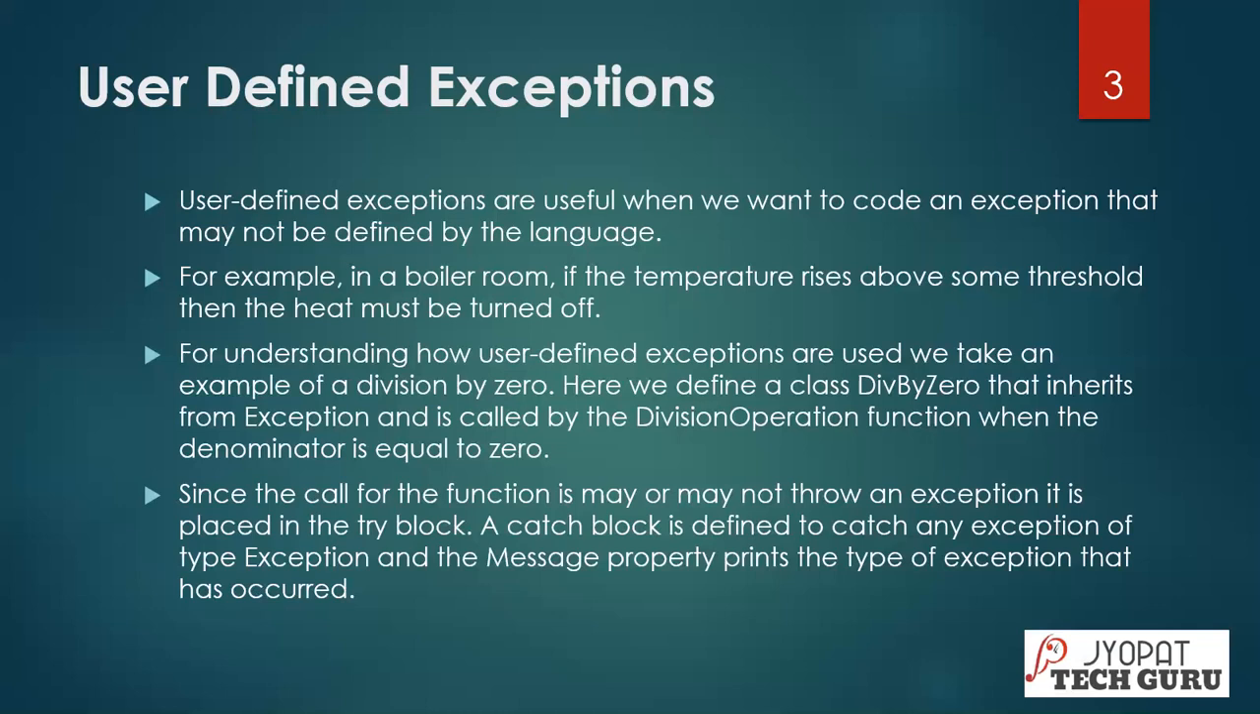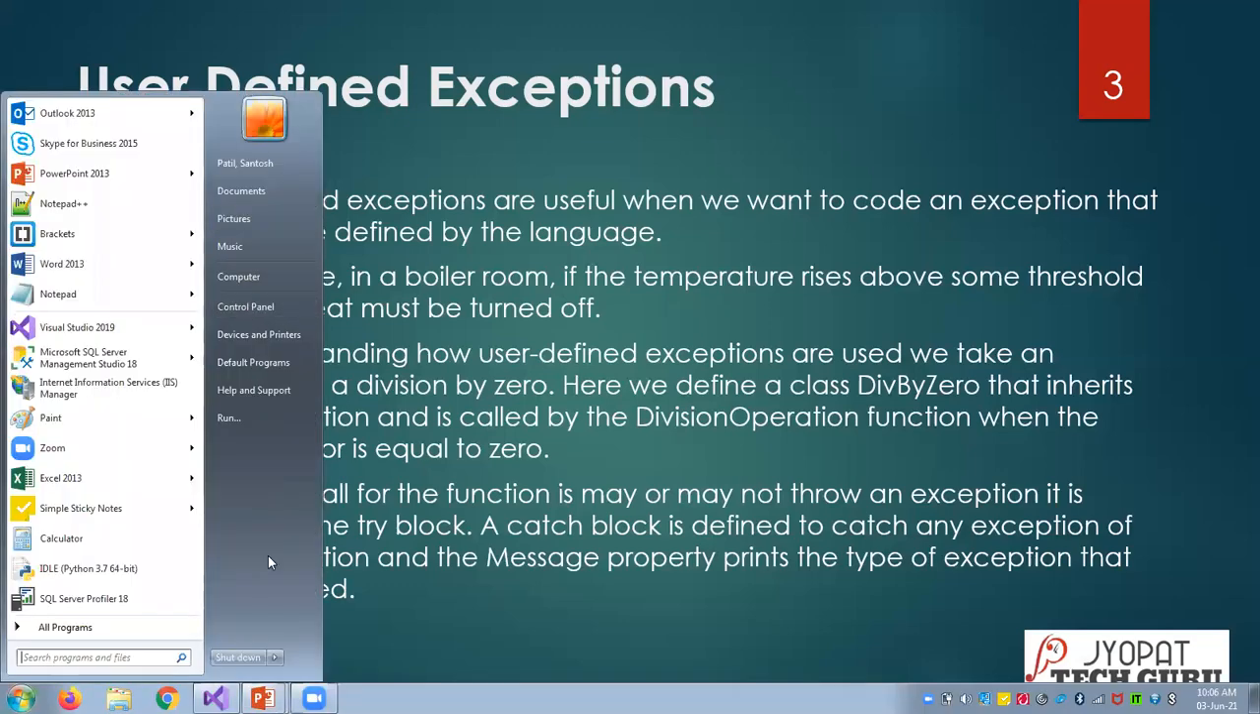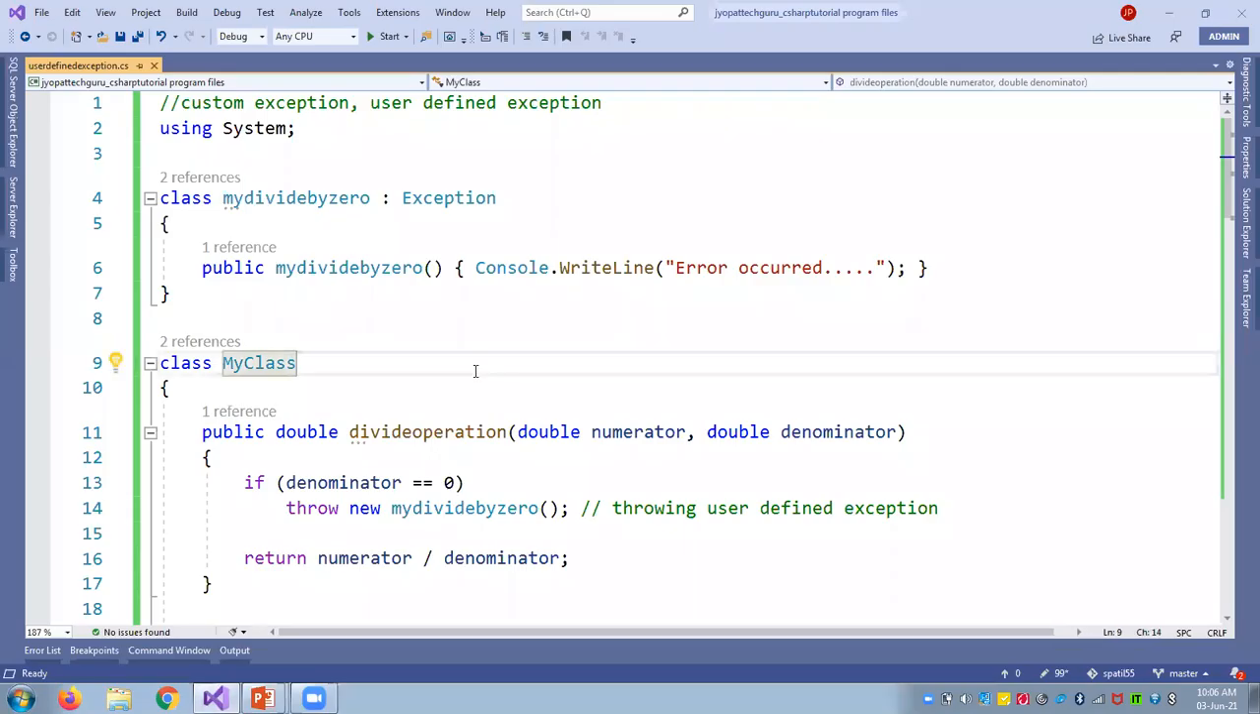Since the call for the function may or may not throw an exception, it is placed in the try block. A catch block is defined to catch any exception of type Exception, and the message property prints the type of exception that has occurred. So to understand all these definitions, let us go ahead and start understanding the program implementation.